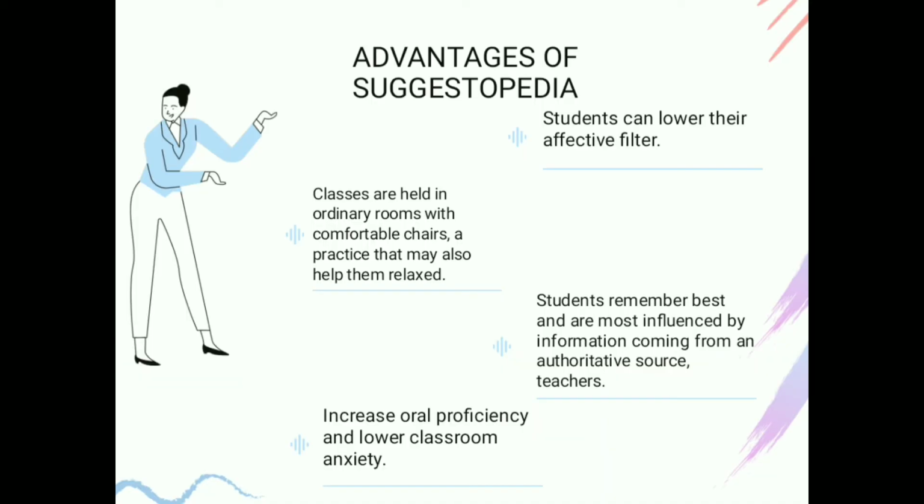The advantages of Suggestopedia. First, students can lower the affective filter. Second, classes are held in an ordinary room with comfortable chairs, a practice that may also help them relax. Third, students remember best and are most influenced by information coming from an authoritative source, the teacher. The last is increased oral proficiency and lower classroom anxiety.